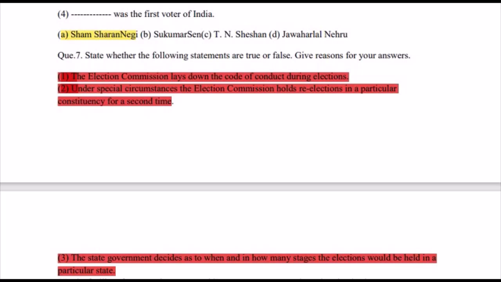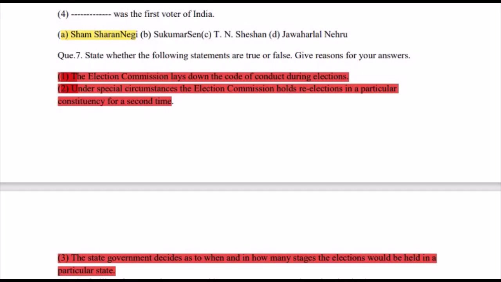Second question. Under special circumstances, the Election Commission holds election in a particular constituency for the second time. Can an Election Commission hold re-election? Yes, they can. The above statement is true. Only the Election Commission can announce re-election. Now why? On what circumstances? How can they do it?